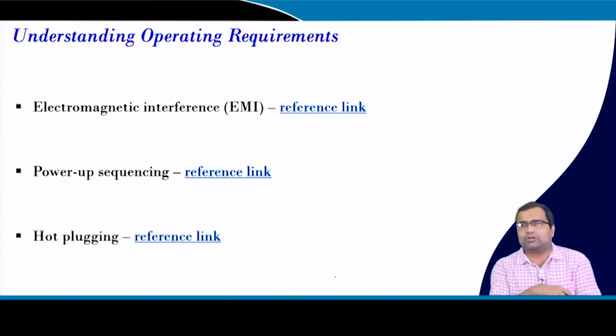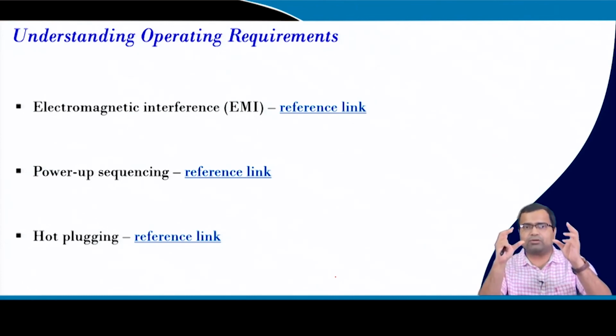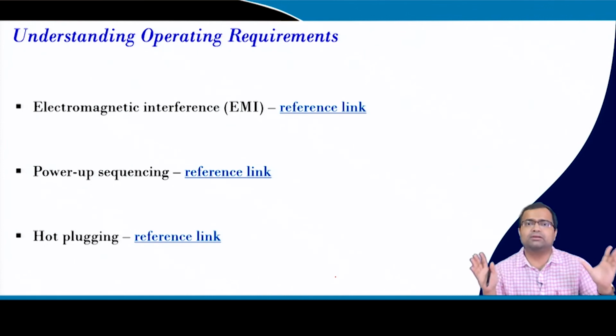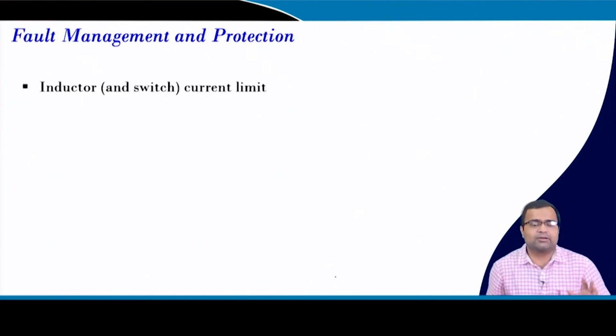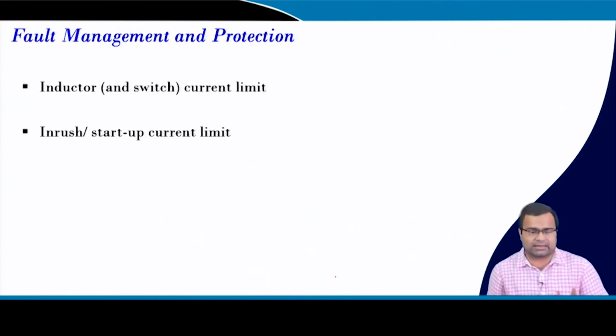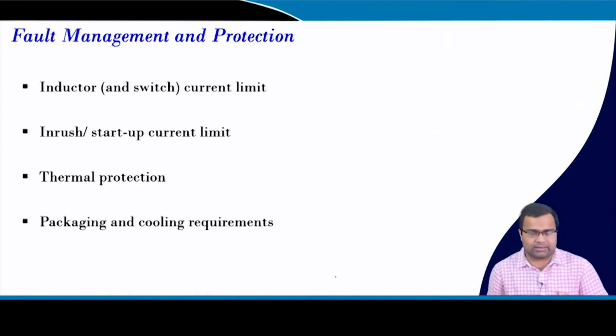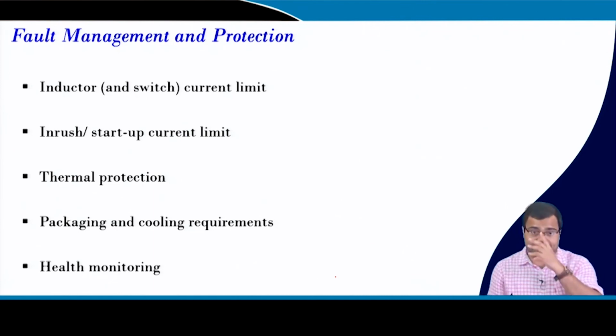Then hot plug-in is also important. If you go to a data center, there are racks and rack power supplies. If you want to take out one of the faulty units, then the whole system should not be stopped; it should stay in running condition while we replace the unit. So, those features are important. In fault management, we need to put in an inductor current limit, inrush current is important, thermal protection is also important, packaging and cooling requirements are very important, and we need to check the health monitoring.